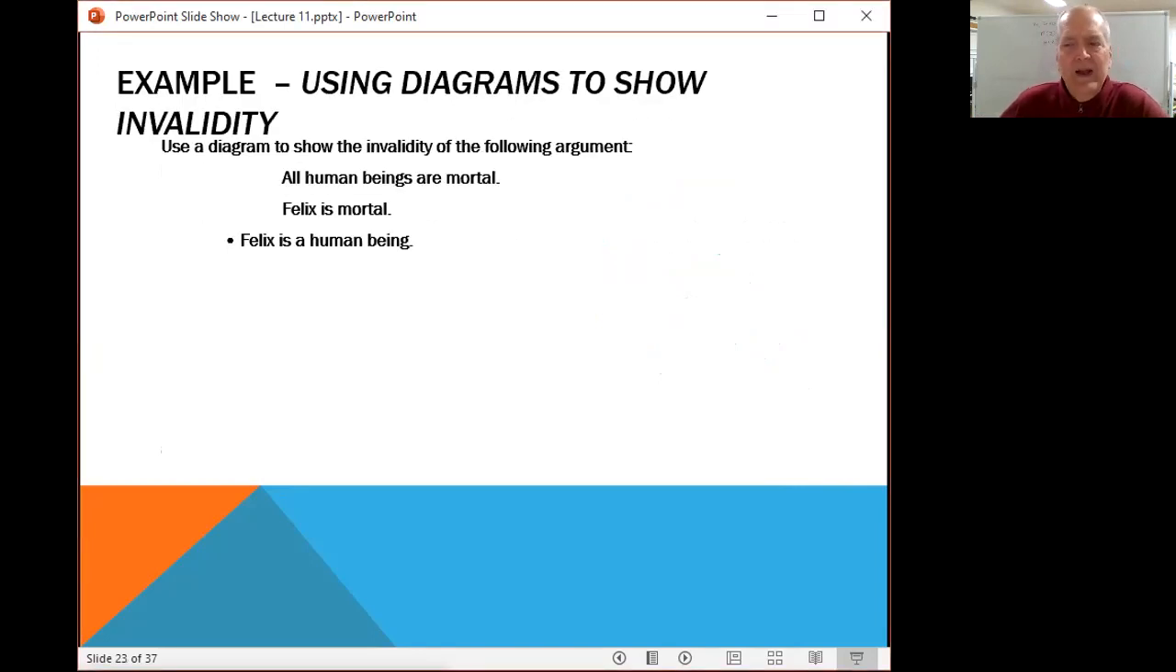So let's take an example of that. We want to use a diagram to show the invalidity of the following argument. All human beings are mortal. Felix is mortal. Therefore, Felix is a human being. So let's take a look at this diagrammatically. Spend a minute, go over this, and then we'll look at it diagrammatically.